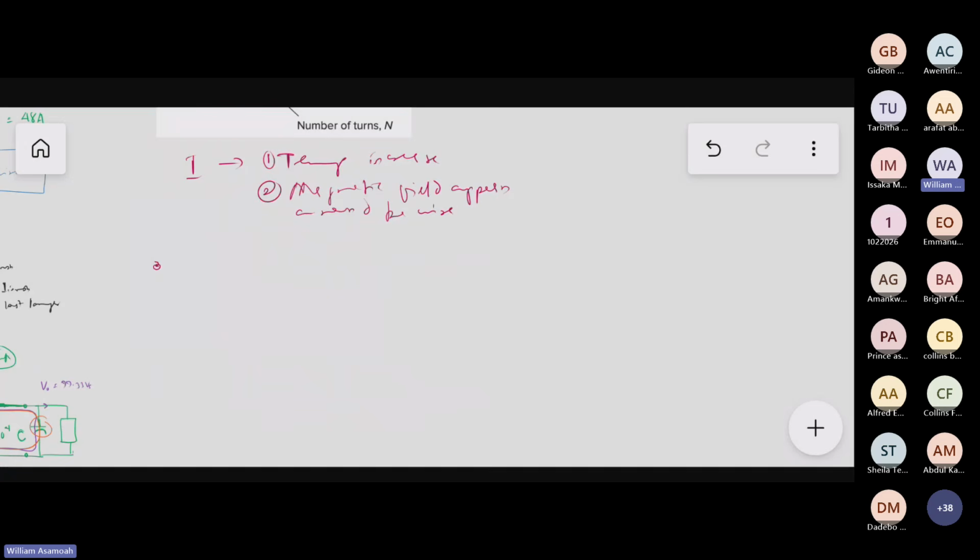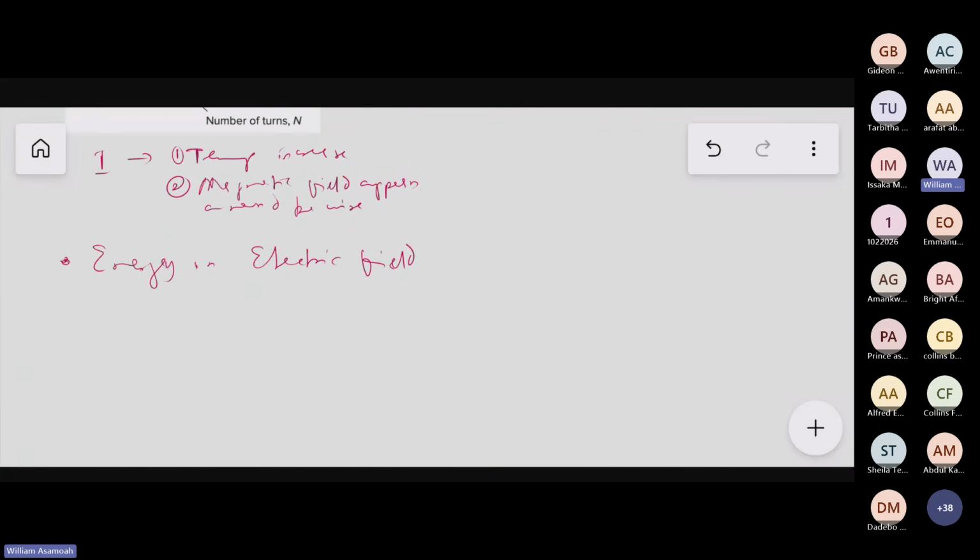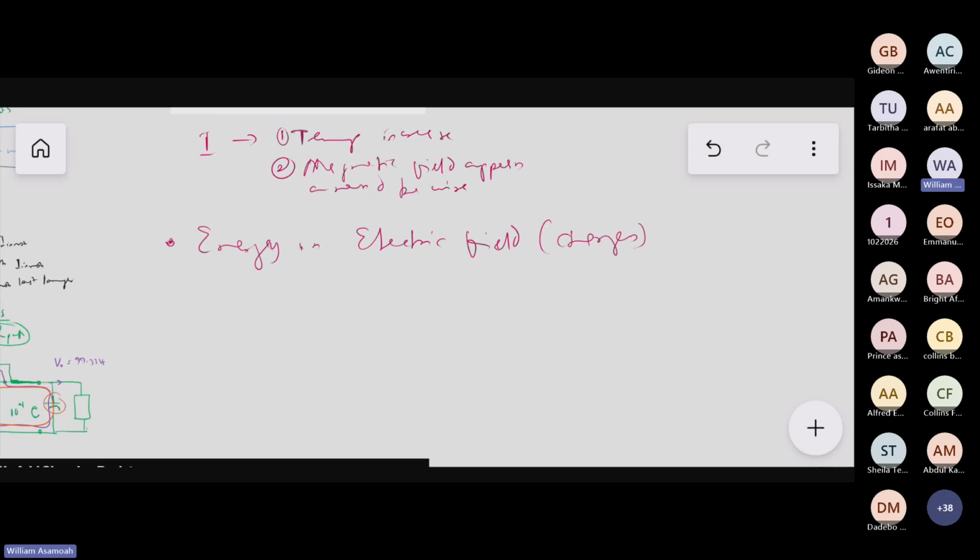Now, in capacitors, we store the energy in electric fields as charges. This is in capacitors. But in inductors, L, we store the energy in the magnetic field.